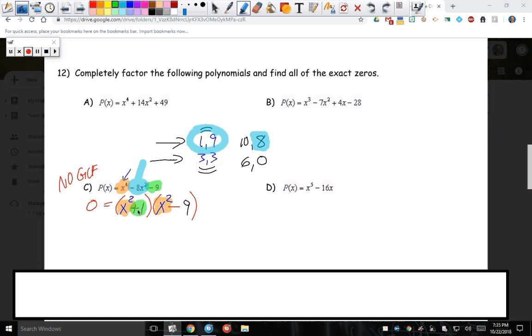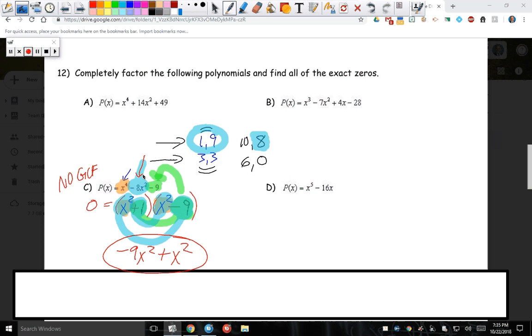This positive 1 will multiply with negative 9 to give us that negative 9 that we needed. Furthermore, this positive 1 will multiply with x squared. That's the I piece in FOIL method. And then the outside pieces will multiply to give me a negative 9x squared. Okay? So if I have both of those for the inside and outside pieces, they do in fact add up to this negative 8. So those are the factors. X squared plus 1 and x squared minus 9.